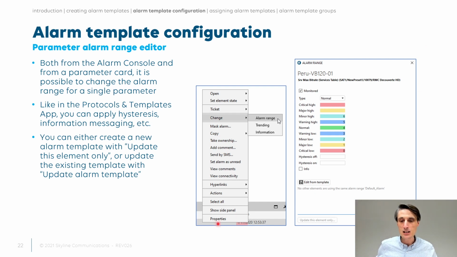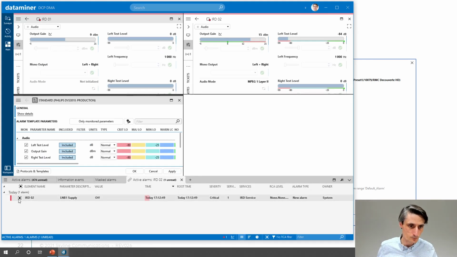Therefore, you can actually right click on an alarm. If you see an alarm and you want to change some thresholds, you right click on the alarm, you say change alarm range, and you get this pop-up. Or you can also double click, if you have the data display open, double click on the parameter, go inside the parameter. Let me show you.